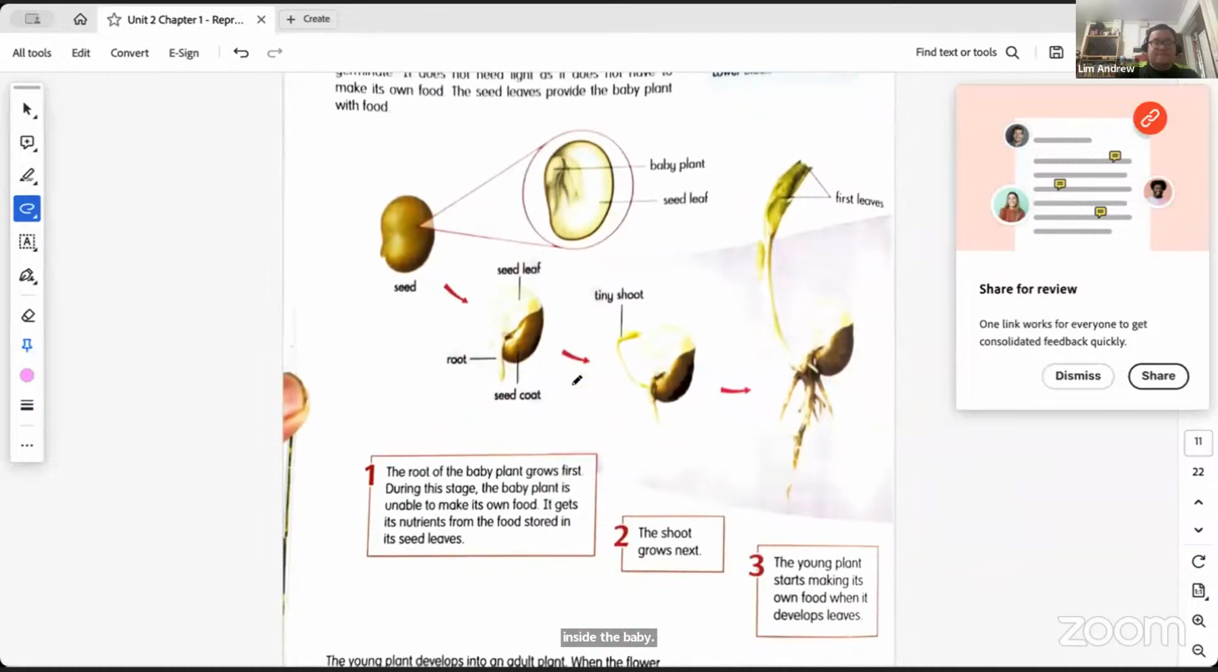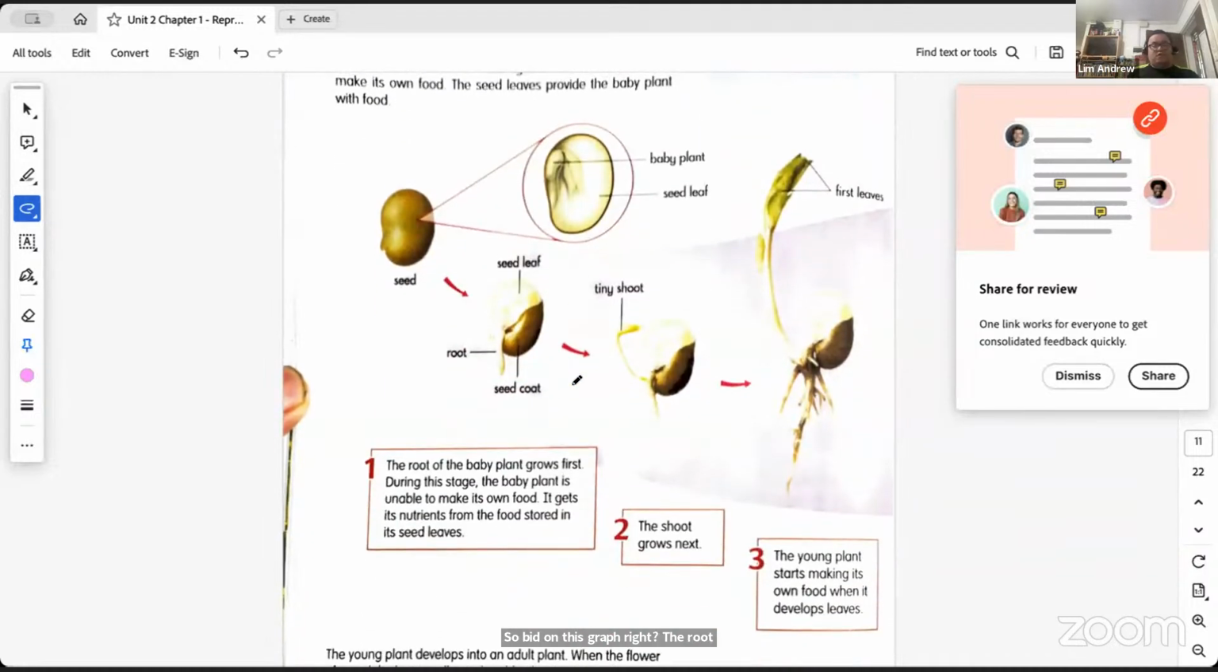So based on this graph, the roots of the baby plant grow first. During this stage, the baby plant is unable to make its own food. It gets its food from the food that is stored in the seed leaves. All right.